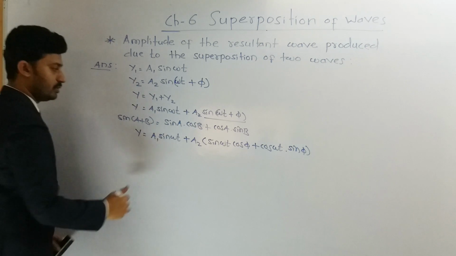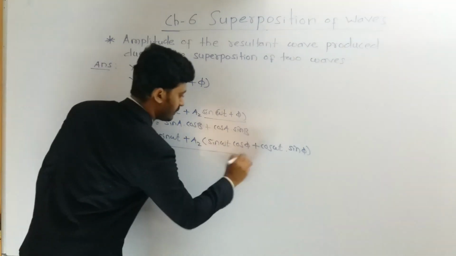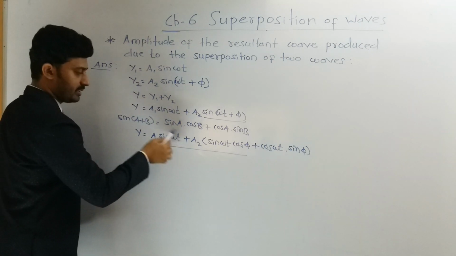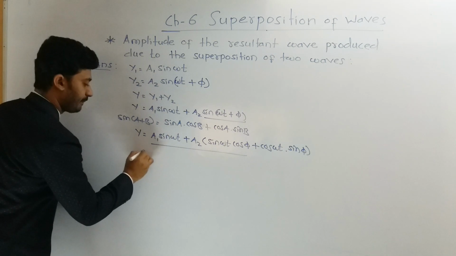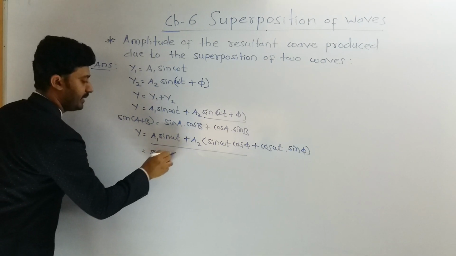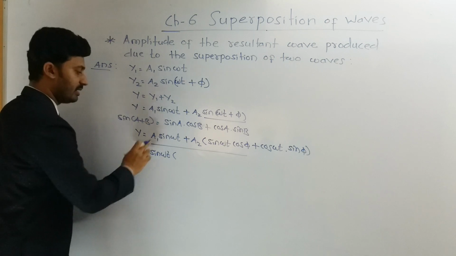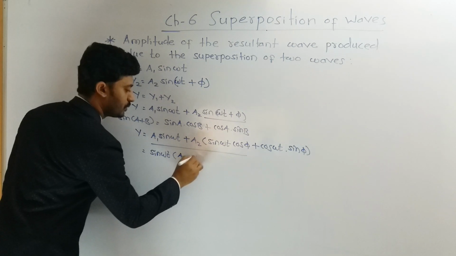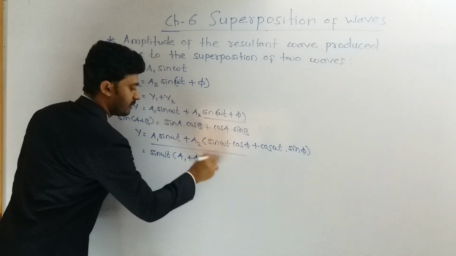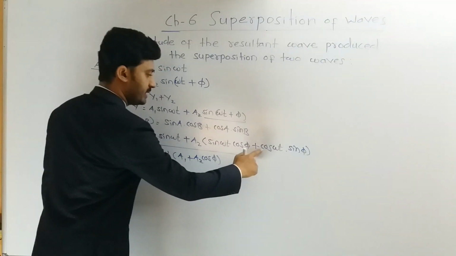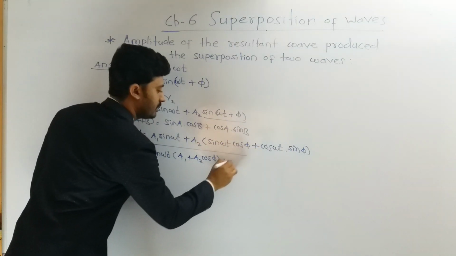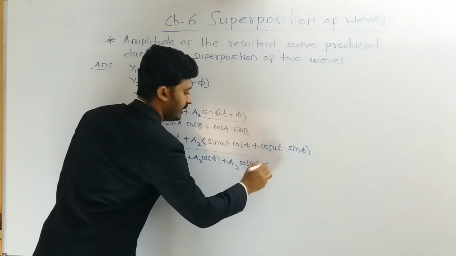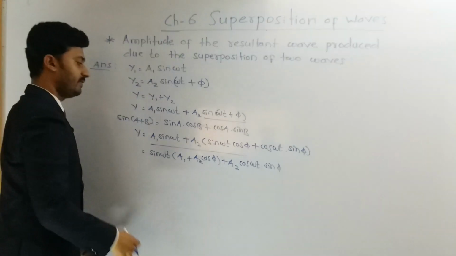Okay, now look at these first two terms. From these two terms we can figure out a common factor, sine omega t. Then remaining terms inside the bracket are a1 and a2 cos phi. Okay, now the second term will remain as it is, plus a2 into cos omega t into sine phi.